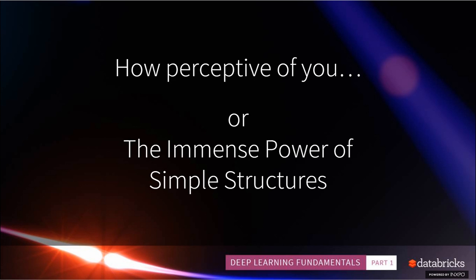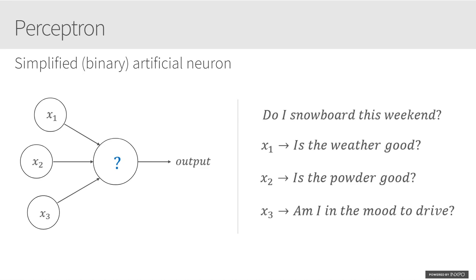So how perceptive are you? It's actually just a play on words in terms of the perceptron and the immense powers of simple structures. Okay, and so let's start with that perceptron. It's a simplified binary artificial neuron. And so I'm going to ask a really simple question. Do I snowboard this weekend? All right, and so X1, the input, is the weather good? X2 is the powder good? And X3 is, am I in the mood to drive? Because in this case, I'm Seattle-based, and I want to go to Whistler. Am I in the mood to drive up the Sea to Sky Highway to Whistler?